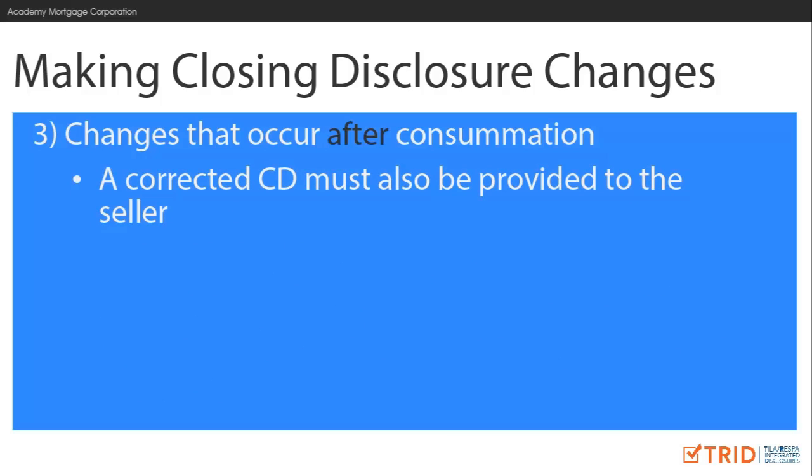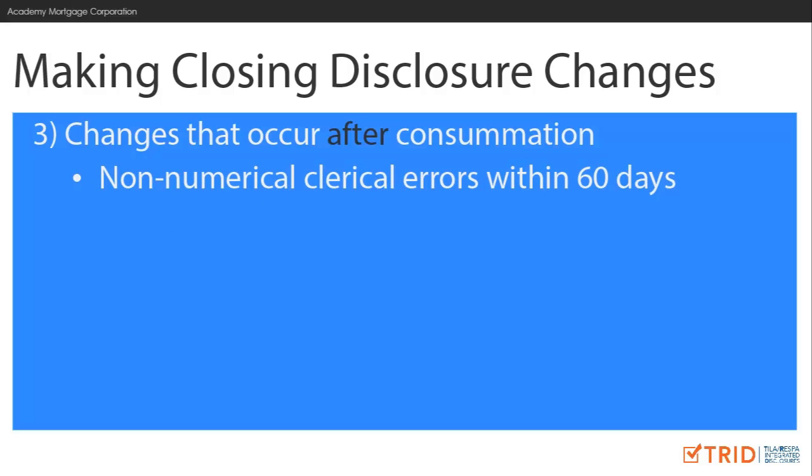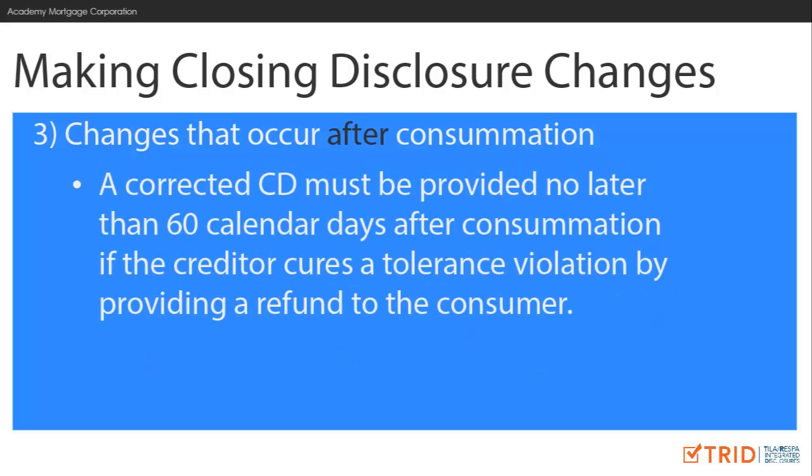Similarly, a corrected CD must be provided to the seller. A corrected CD must be provided to correct non-numerical clerical errors no later than 60 days after consummation. An error is clerical if it does not affect a numerical disclosure and does not affect the timing, delivery, or other requirements imposed by Reg Z. A corrected CD must be provided no later than 60 calendar days after consummation if the creditor cures a tolerance violation by providing a refund to the consumer.